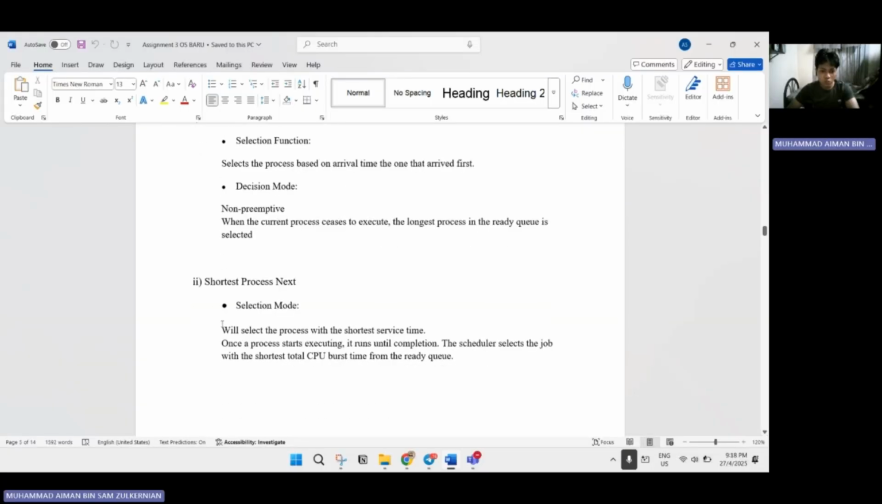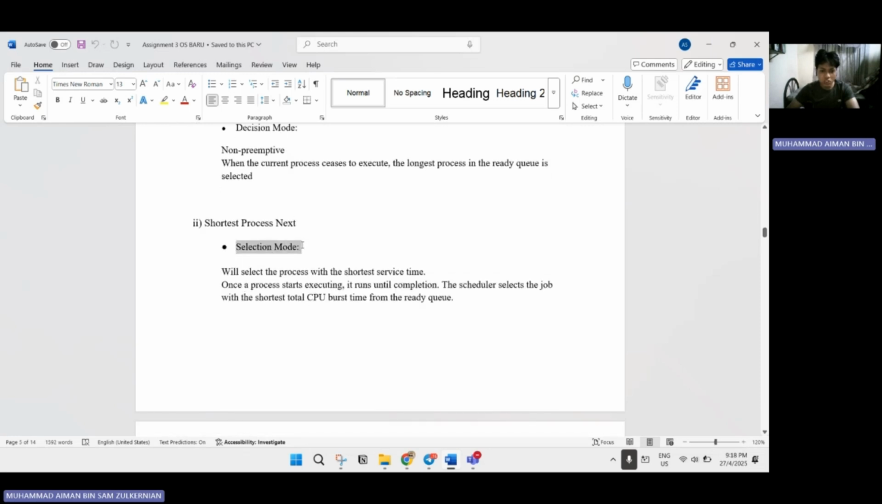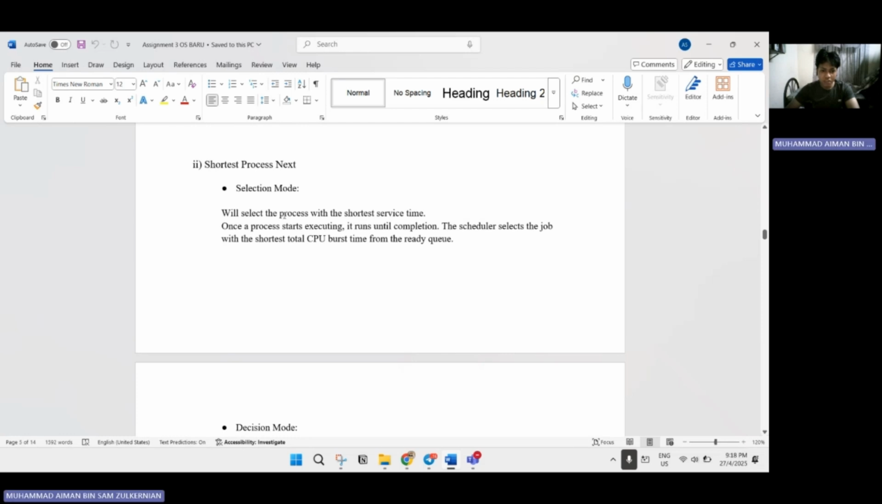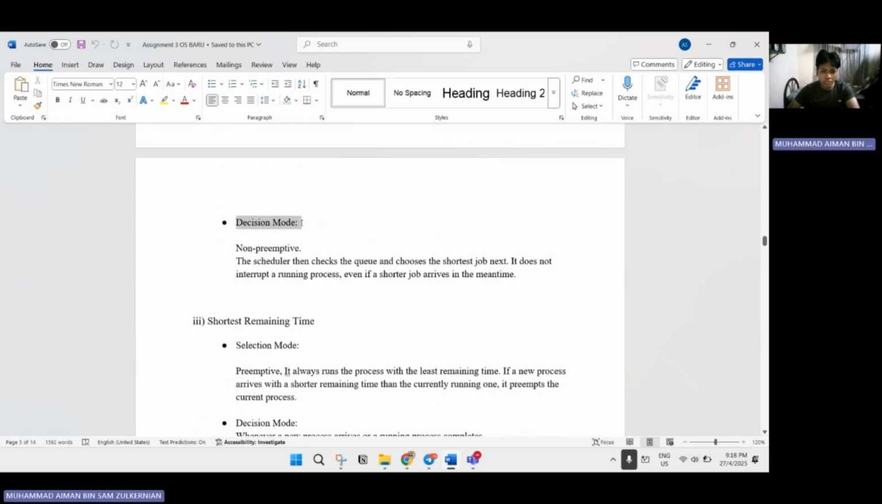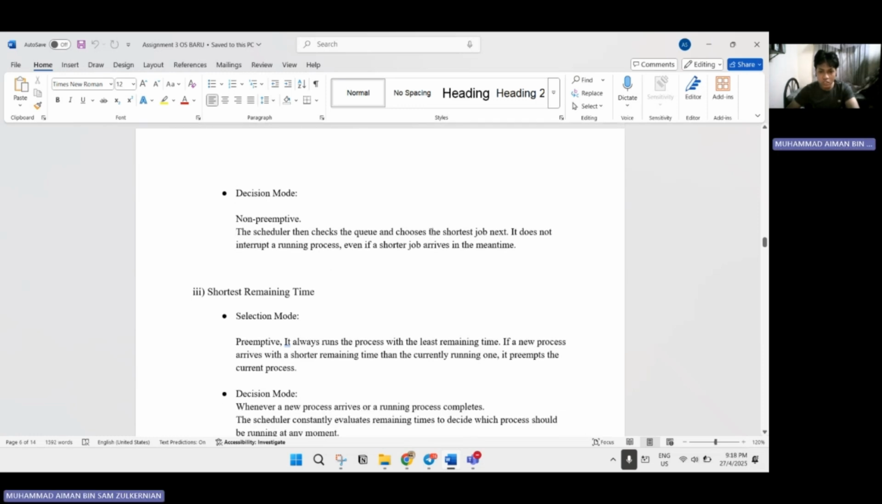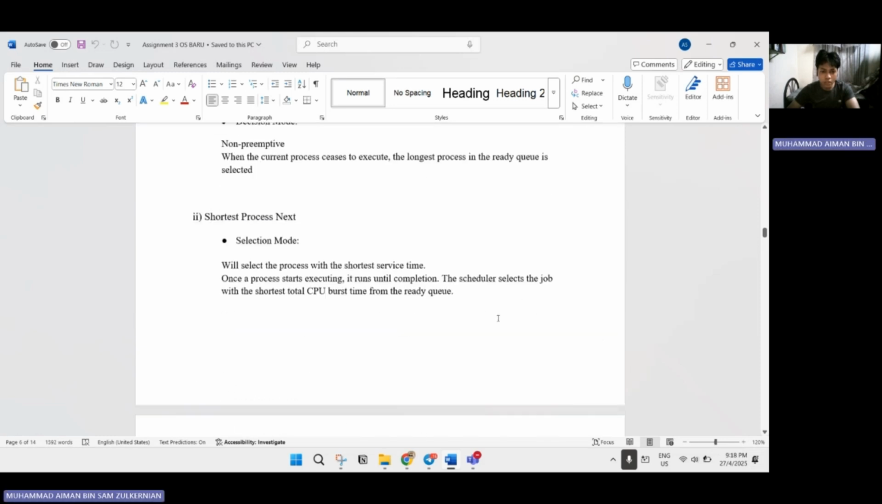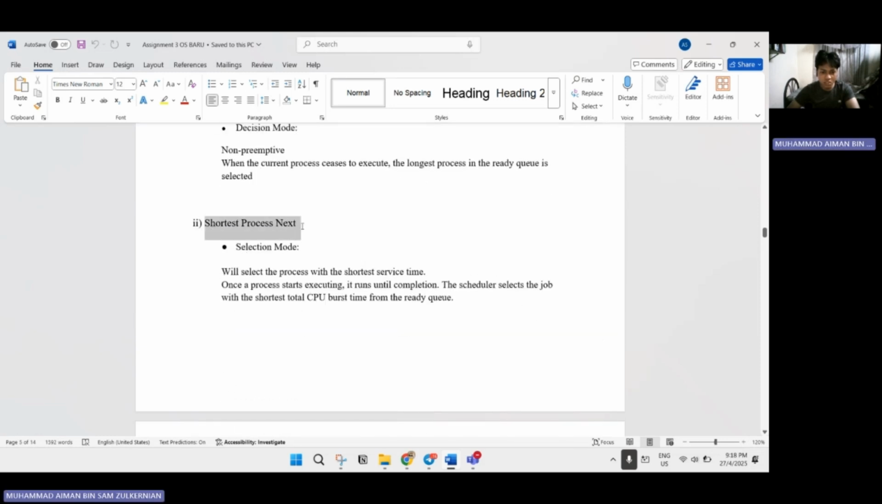For the shortest process next, for the selection mode, it will select the process with the shortest service time. Once a process starts executing, it runs until completion. The scheduler selects the job with the shortest total CPU burst time from the ready queue. What is the decision mode? It is non-preemptive. The scheduler then checks the queue and chooses the shortest job next. It does not interrupt a running process, even if a shorter job arrives in the meantime. So that is for selection, for shortest process next.